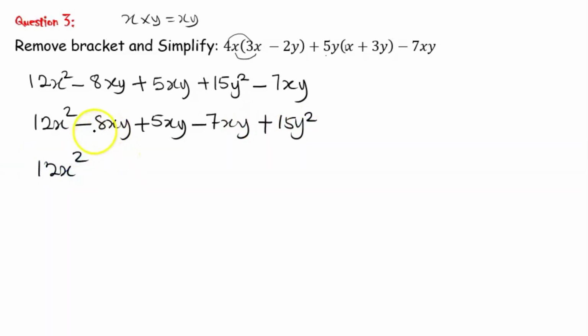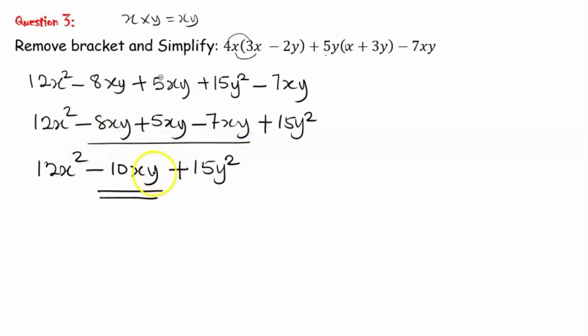All right, so this is negative 8, positive 5. That's going to give me negative what? Negative 3. Negative 3, negative 7, that's negative 10. Negative 10xy, we repeat what they have in common, plus 15y squared. All right, and this is going to be our answer. Do you have any question about the way I did this?